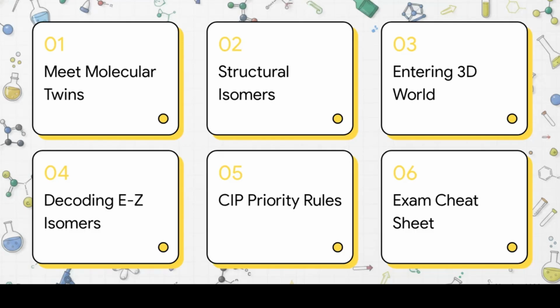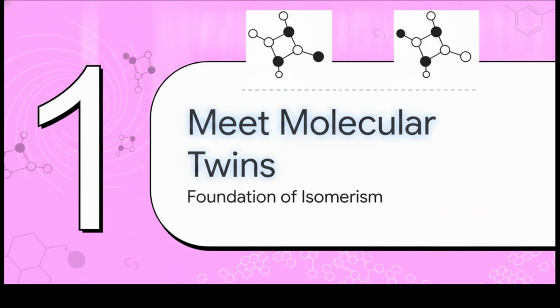So, here is our roadmap for this explainer. We'll meet the molecular twins, explore the structural isomer family, step into the 3D world, decode EZ isomerism, break down the CIP priority rules, and then wrap things up with a handy chemistry exam cheat sheet. Okay, let's kick things off with Section 1.